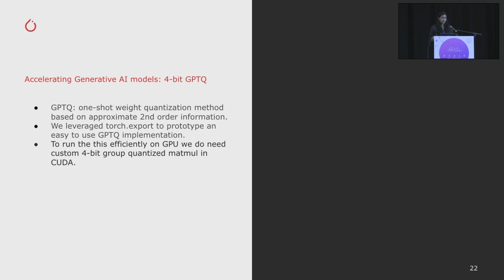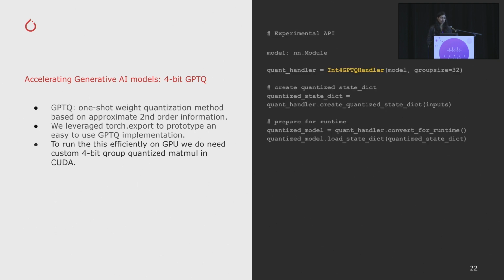However, to run this efficiently on GPU, we do need some custom 4-bit quantized matrix multiplication, which we have implemented in CUDA. So here's the example API that we used to implement this. You have a 4-bit GPTQ handler. This handler is responsible for converting the weights to 4 bits and running the model as well.